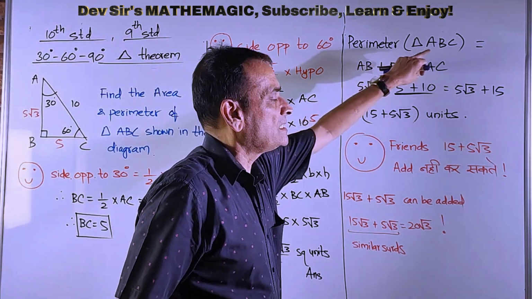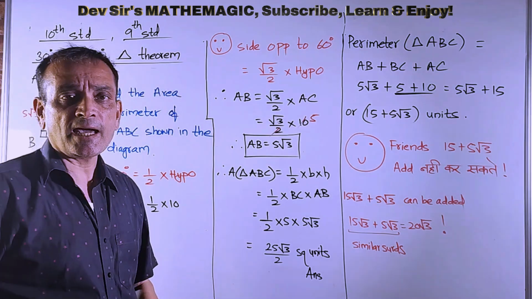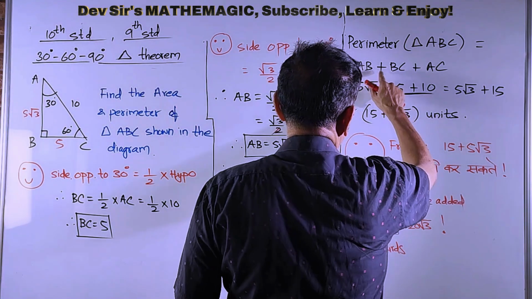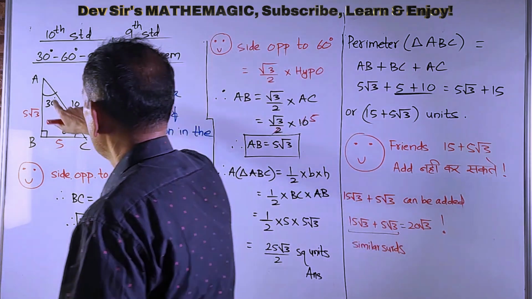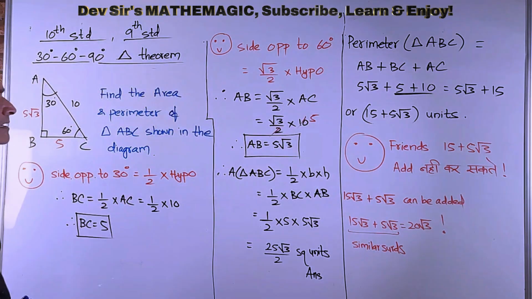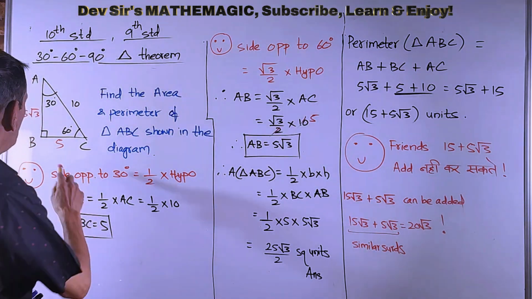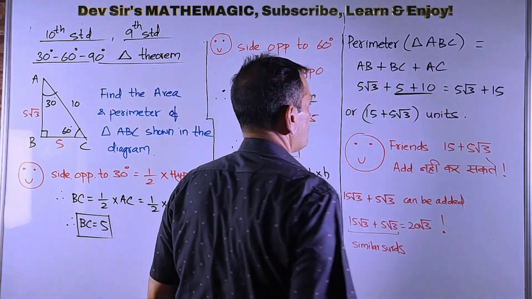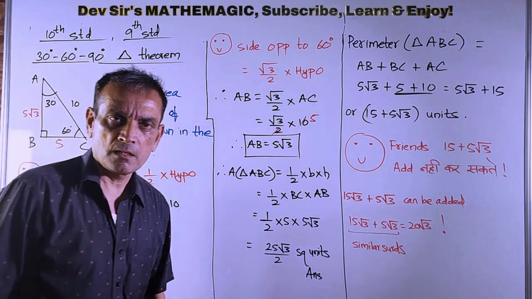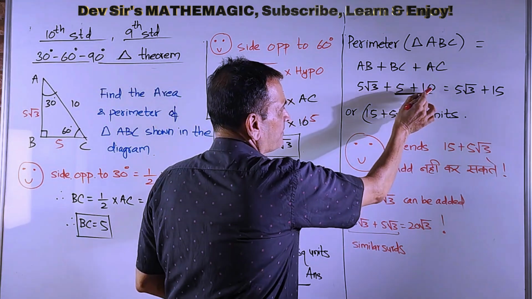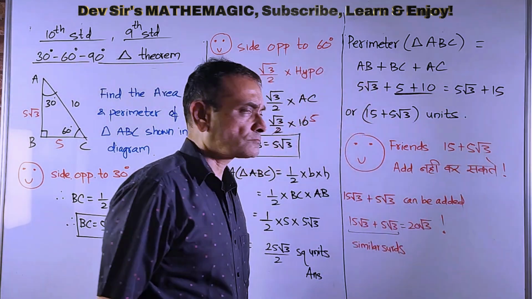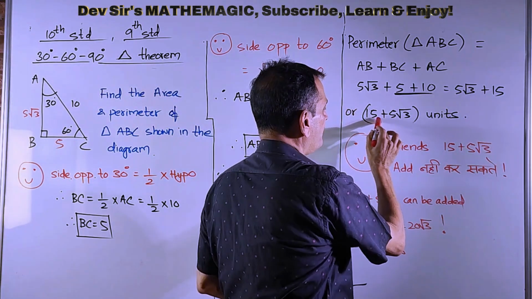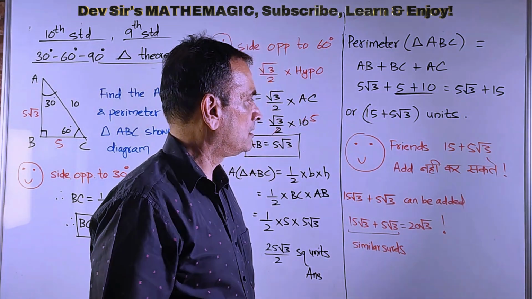Perimeter of triangle ABC. अभी perimeter का formula क्या है? Perimeter is sum of three sides, AB plus BC plus AC. Just substitute the values. AB is 5 root 3, BC is 5, AC is 10. How do you simplify this? First add 5 plus 10, 15. So you can write 15 first, better way of writing. 15 plus 5 root 3 units.